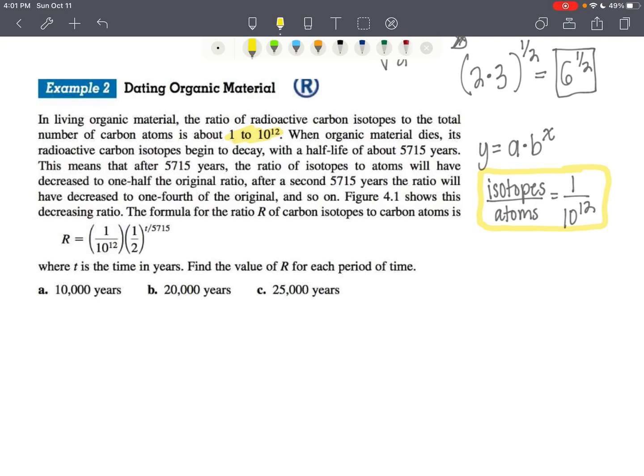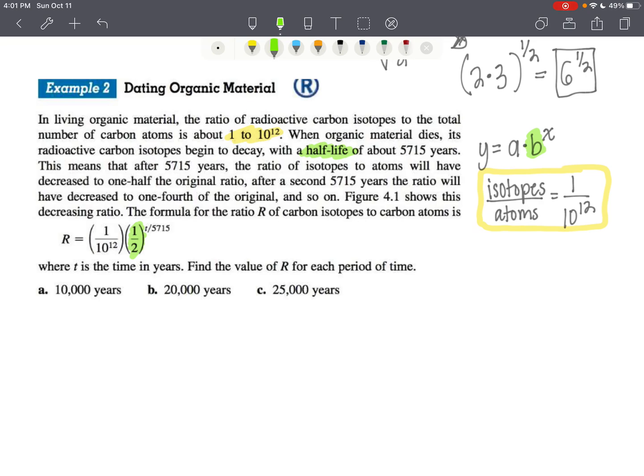So they're going to explain that. This means that after 5,715 years, the ratio of isotopes to atoms will have decreased to 1/2 the original ratio. After a second 5,715 years, the ratio will have decreased to 1/4. So our half-life means that our base, this base right here, is going to be 1/2. Figure 4.1, we don't have a figure 4.1. It shows the decreasing ratio.